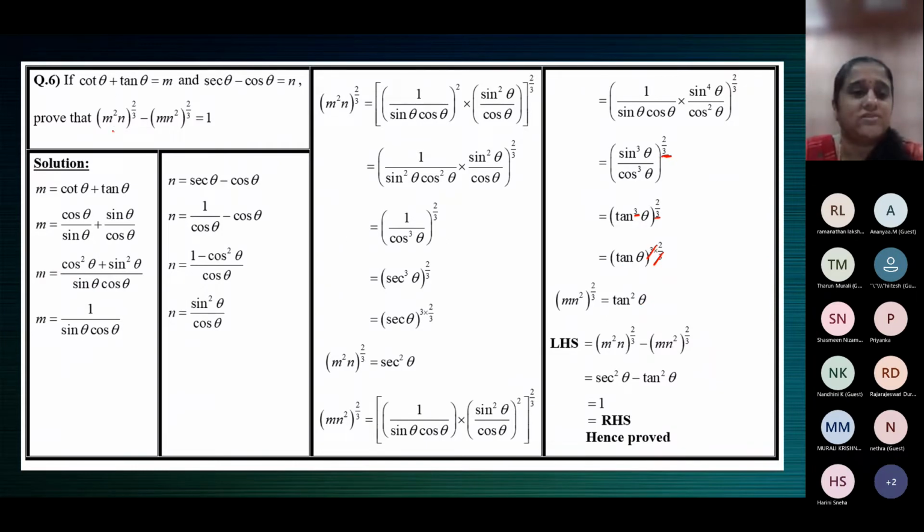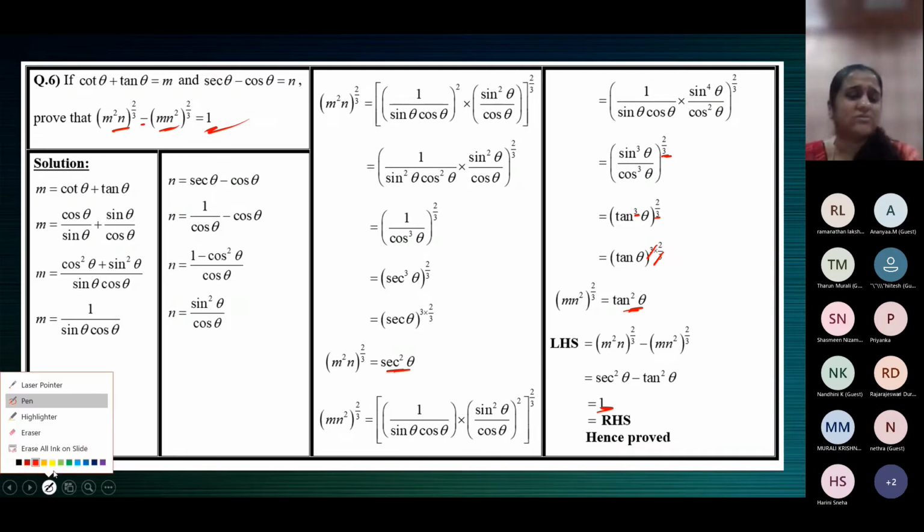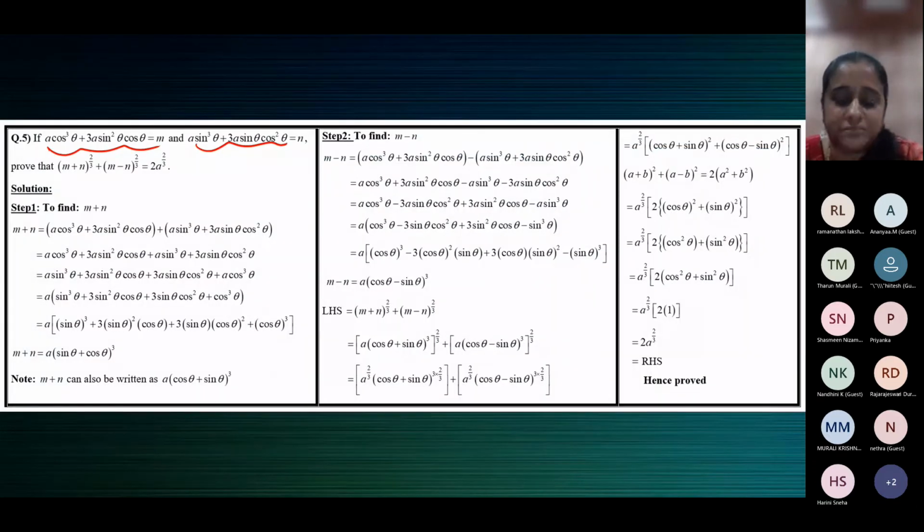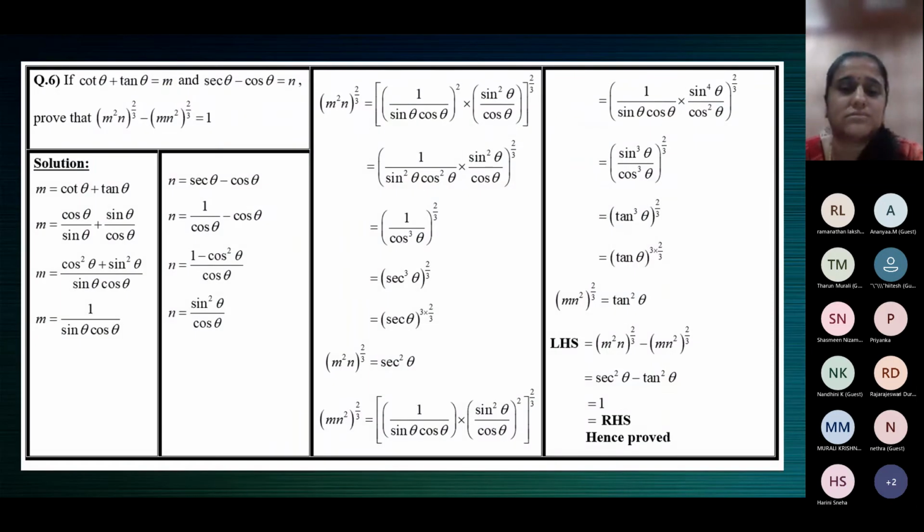Now we need to find this minus this one. So which means secant square theta minus tan square theta. That by the identity is 1, which is the RHS. It's a very simple one. Maybe the powers and all that look intimidating, but it's actually very simple. So there's a lot of exponents here. So remember, when the expressions can be simplified, please simplify and then use the simplified expressions for m and n.